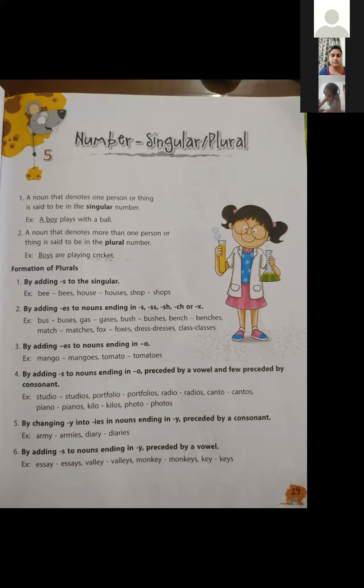It will become essays. Valleys. In the spelling valley, you can see the second last letter is E. It is a vowel. And then you will add on S, valleys. Monkey, the second last letter is E, it's a vowel. You will add on S at the end, it will become monkeys. Key, the second last letter is E, vowel, and it is ending with Y. You will place S, it will become keys. Okay, children, these are the certain rules to frame plural words.